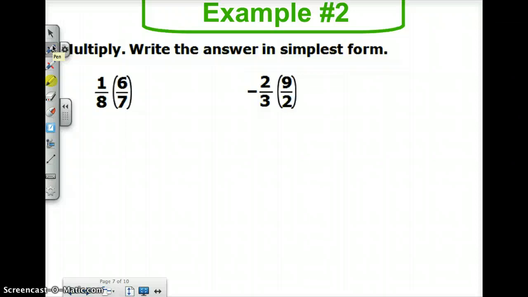But if I look at 6 and 8, what numbers divide evenly into both 6 and 8? Well, the number 2 will divide into both. 6 divided by 2 gives me 3, and 8 divided by 2 is equal to 4. Now, we can go ahead and multiply. 1 times 3 is 3, and 4 times 7 is 28.